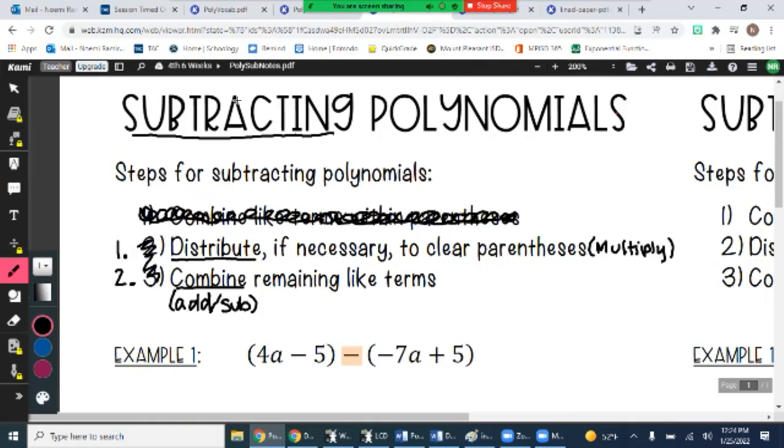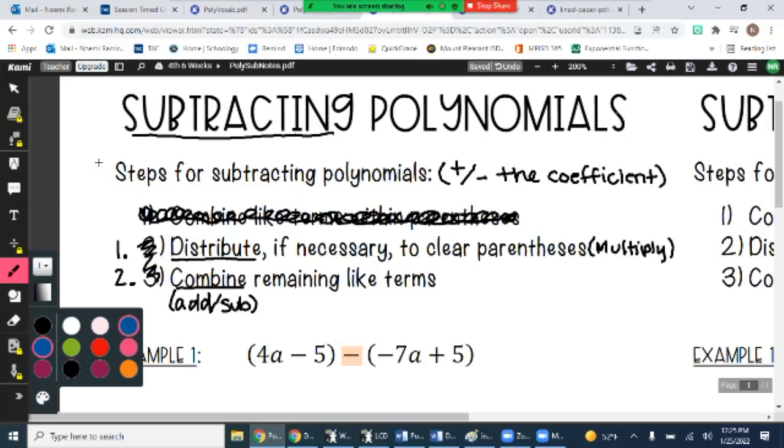Now, when we actually do combine these terms, what are we actually adding and subtracting? We're adding and subtracting what part of it? What part of the term are we adding or subtracting? Correct, the coefficient. We're adding or subtracting the coefficient.